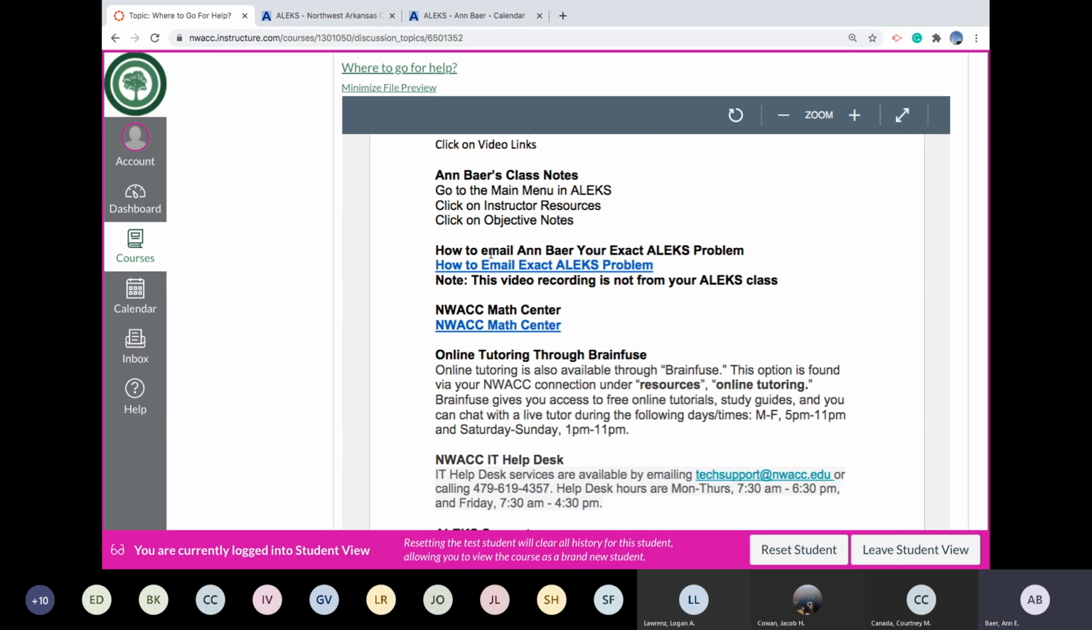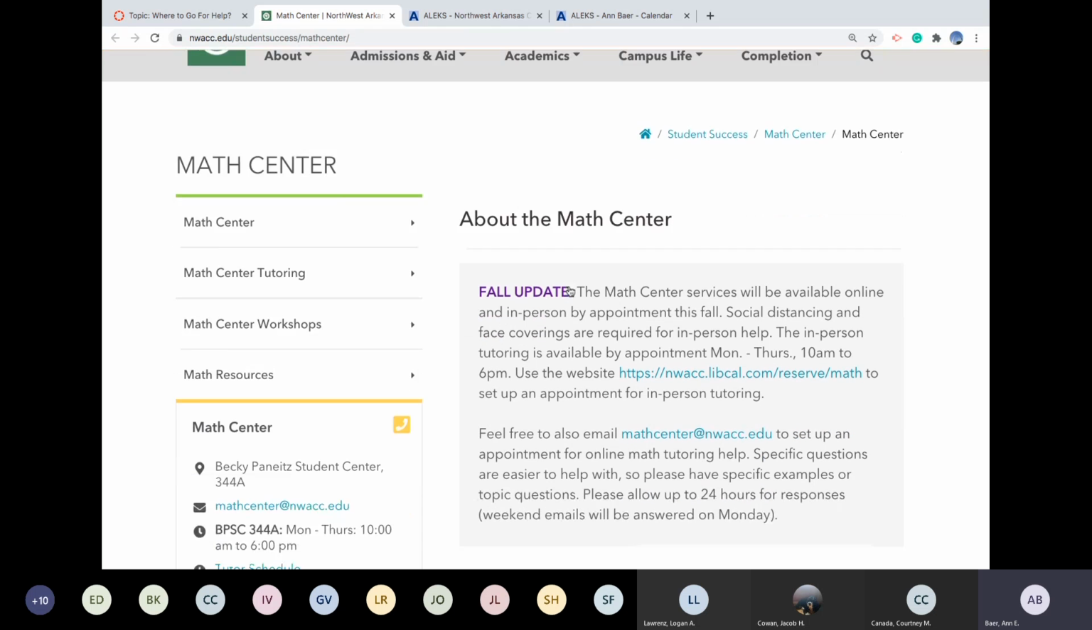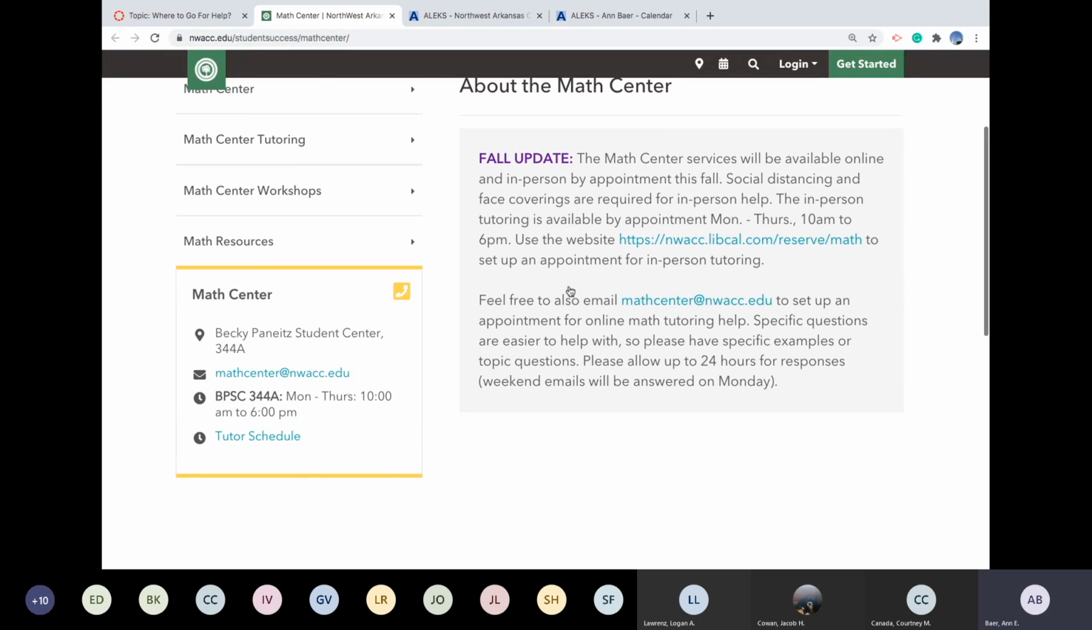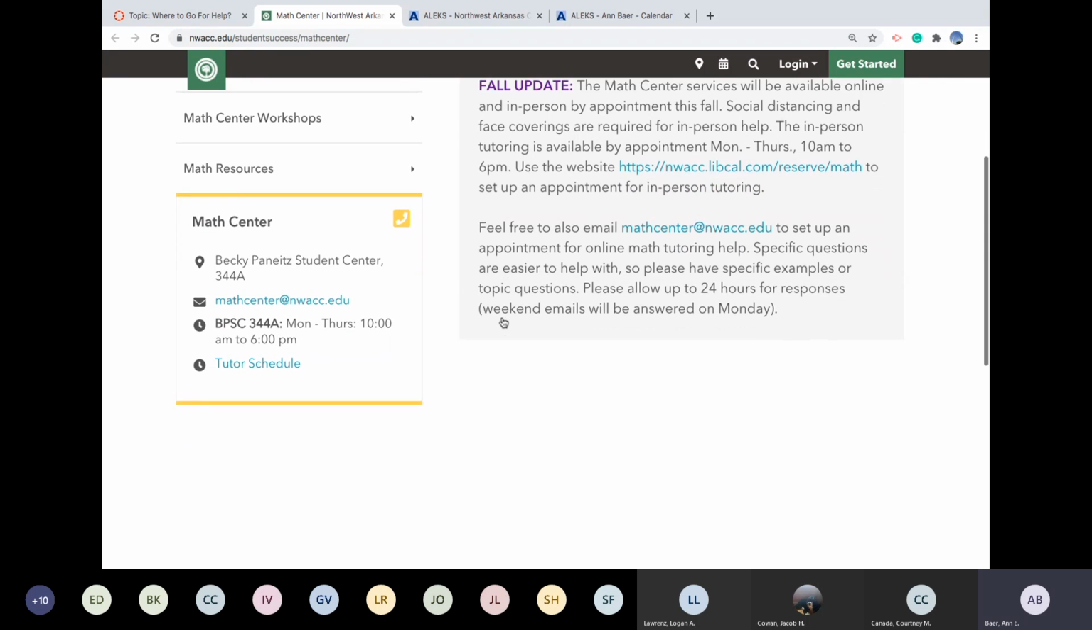So let's go here. Let's click on this link, Math Center. So these links are good active links about the NWAC Math Center. So this is talking about in-person appointments up here. But let's look at this last part. Feel free to also email mathcenter@nwac.edu to set up an appointment for online math tutoring help. Specific questions are easier to help with, so please have specific examples or topic questions.